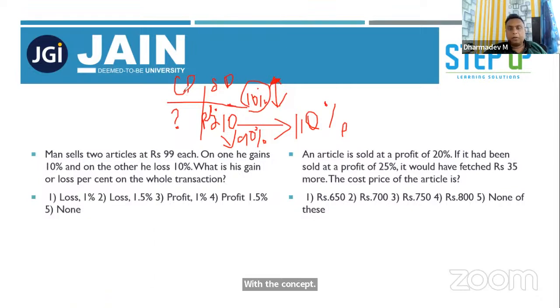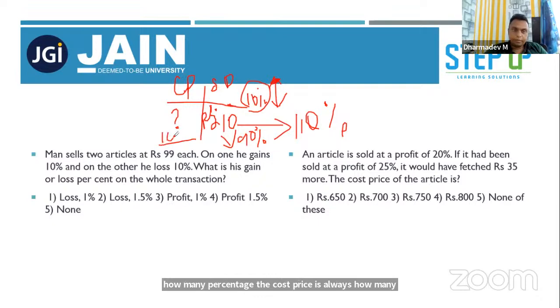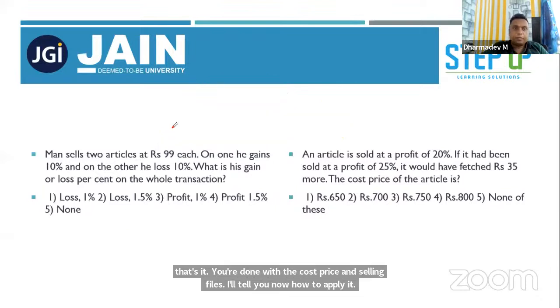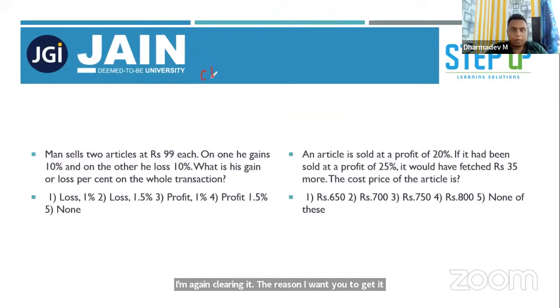One last and simple question. The cost price is always how many percentage? Yeah, that's it. You are done with the cost price and selling price. I'll tell you now how to apply it. I'm again clearing it, because I want you to get it more clearly. Okay, this is the cost price, I don't know. This is the selling price, yes, I know that. I am giving two data in this. What are the two data?